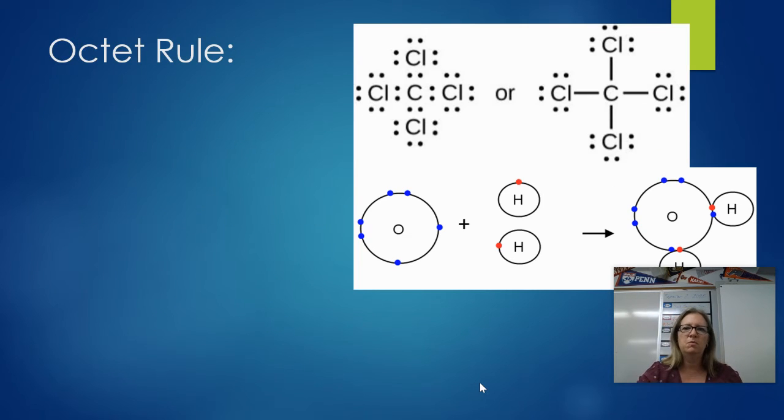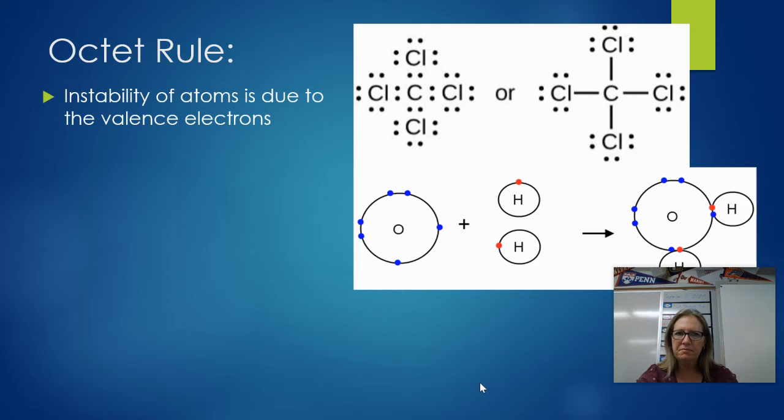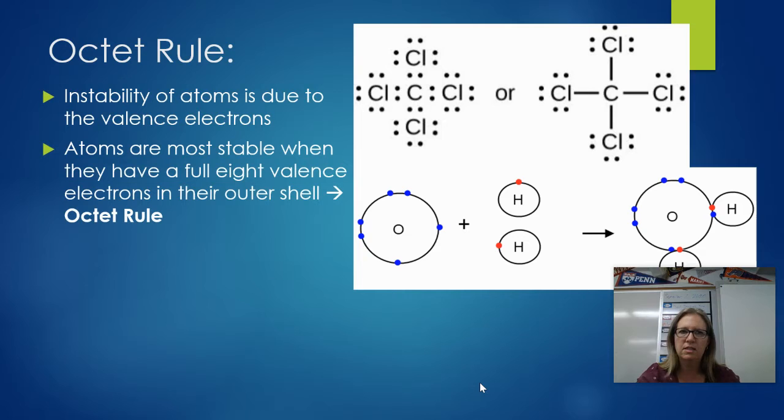So we've talked about this before. We've talked about this rule of octet in the last chapter a little bit. And this is just the idea of that instability due to those valence electrons. Those elements are most comfortable and most stable, those atoms, when they have a full 8 electrons in their outer shell. And that's something that's known as the octet rule, okay?